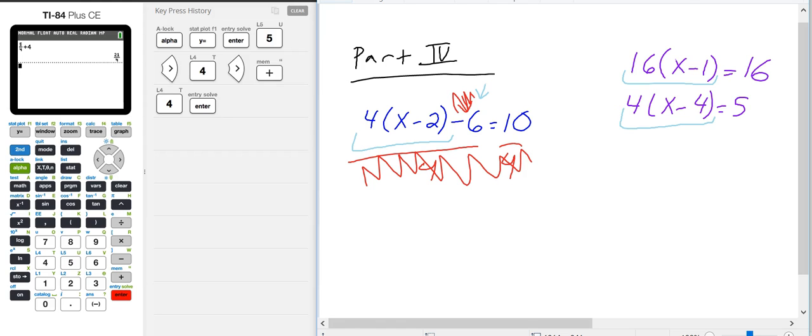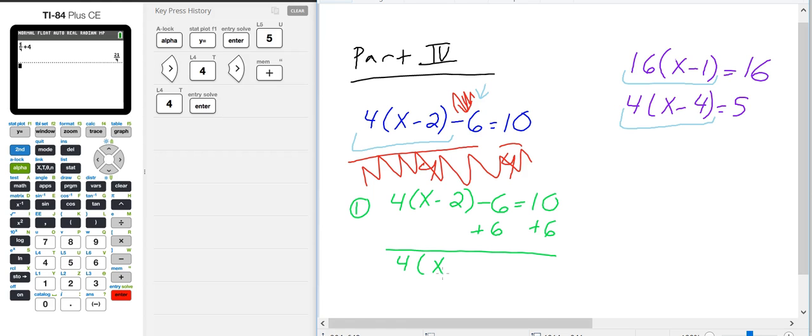But there are still two ways we could solve it. The first way we're going to solve it, 4 times x minus 2 minus 6 is equal to 10, is we're going to bring the constant that's not being multiplied by anything, this 6, to the other side. So plus 6 and plus 6. 4 times x minus 2 is equal to 16. This 6 is canceled out, and 10 plus 6 is 16.